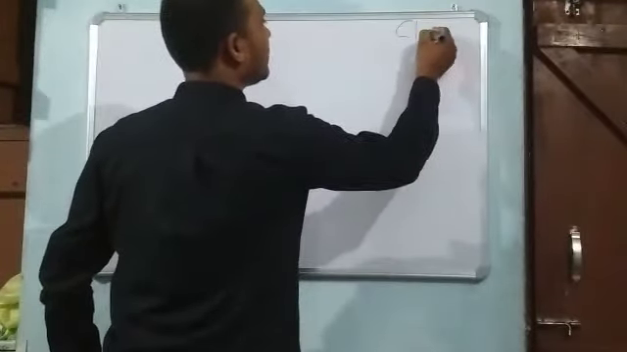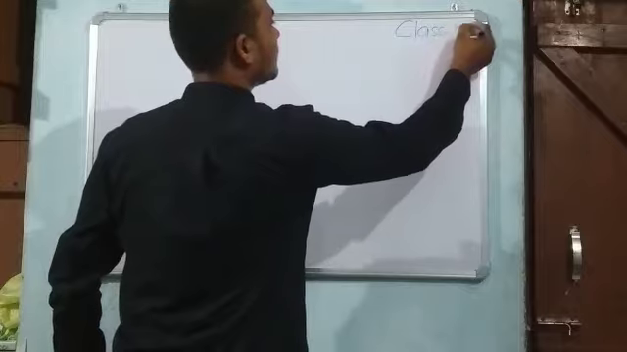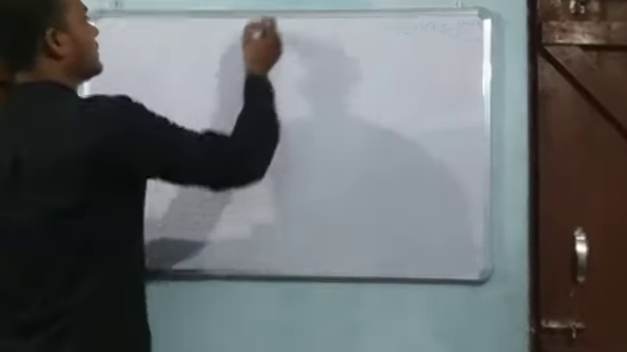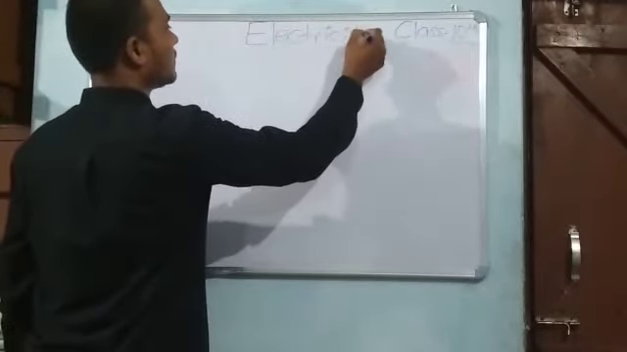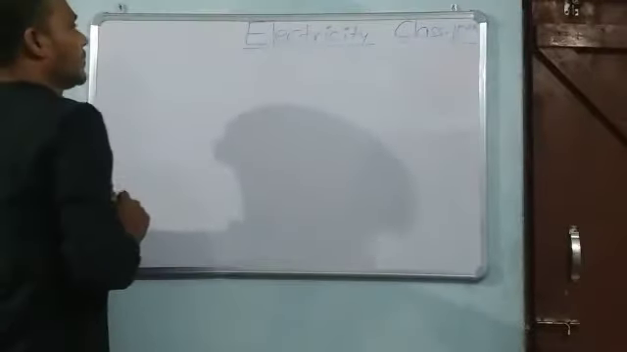Next, resistors in parallel. When resistors are placed in parallel in a circuit, what is the result, and what is the value of the equivalent resistance we need to find out. First of all, we have to draw this circuit.